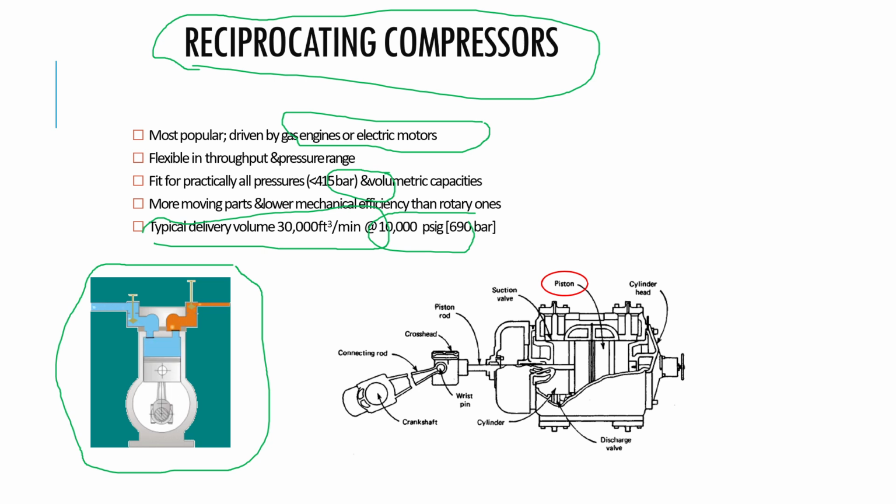But for the purpose of this course, you don't need to memorize these numbers. You just need to know that the reciprocating compressor is one of the most common compressors used in industry in general, and it can be operated simply by a gas engine or electric motors, for example, and it can accommodate a wide range of operating pressure and volumetric flow rate.